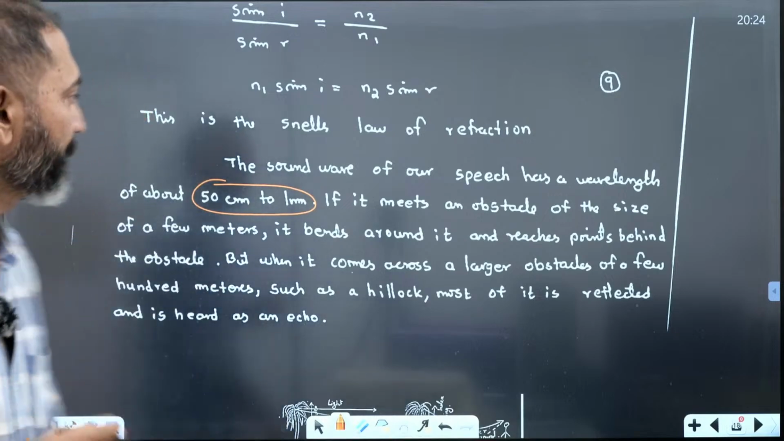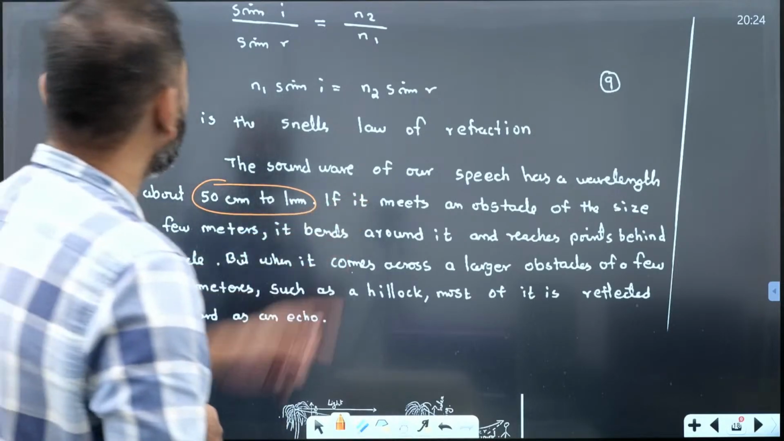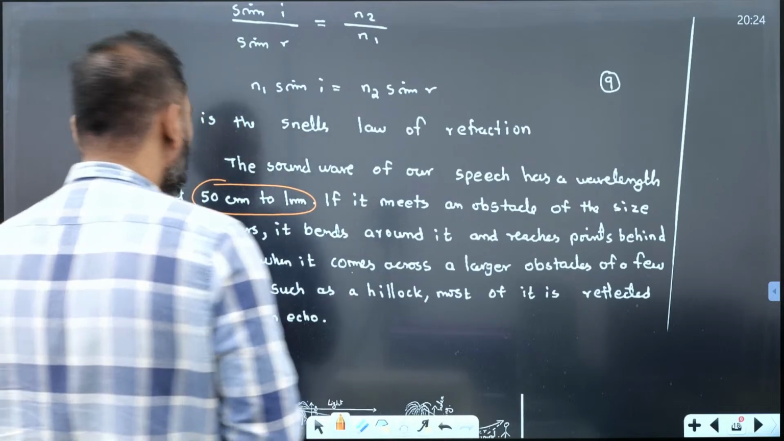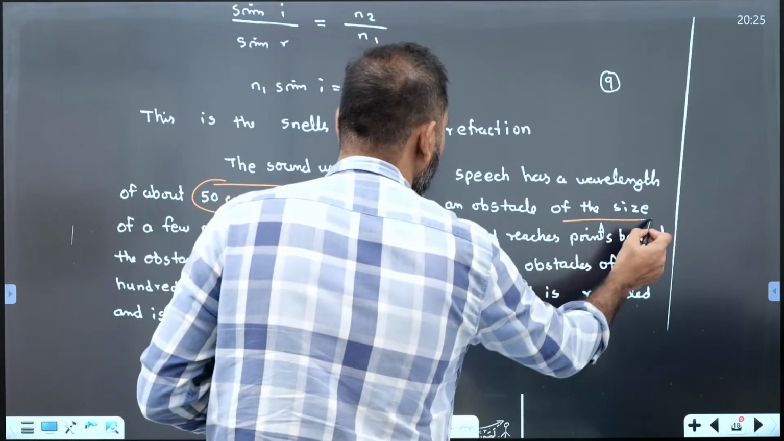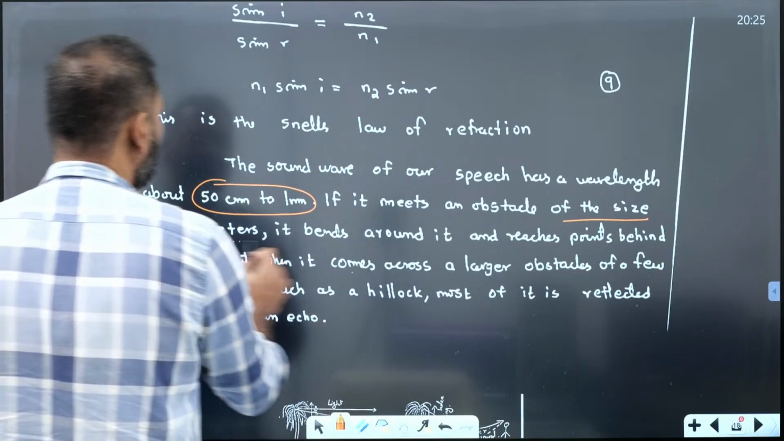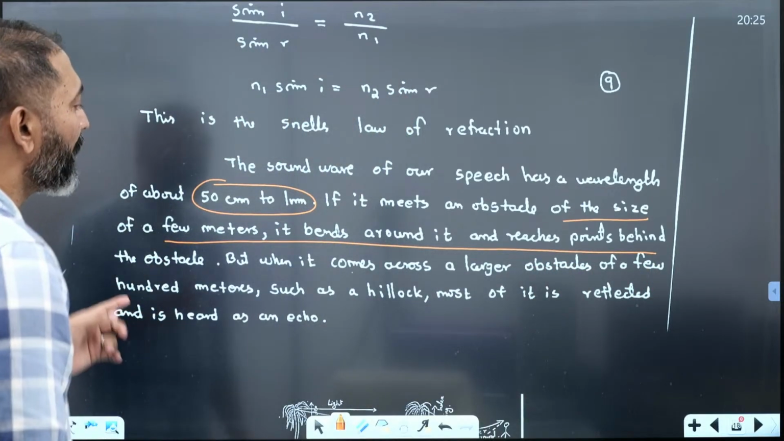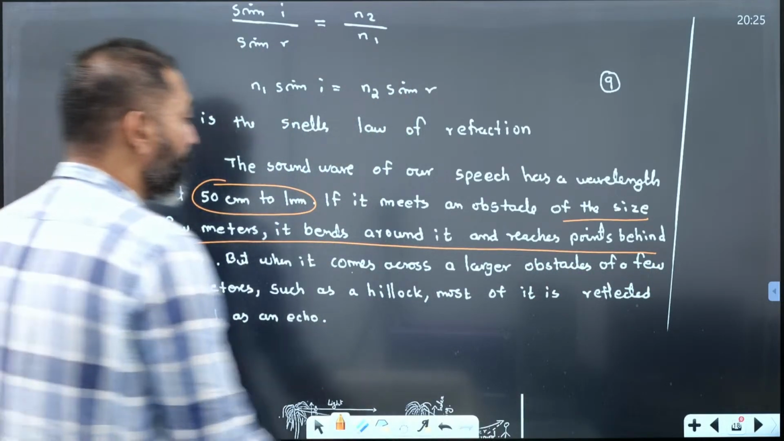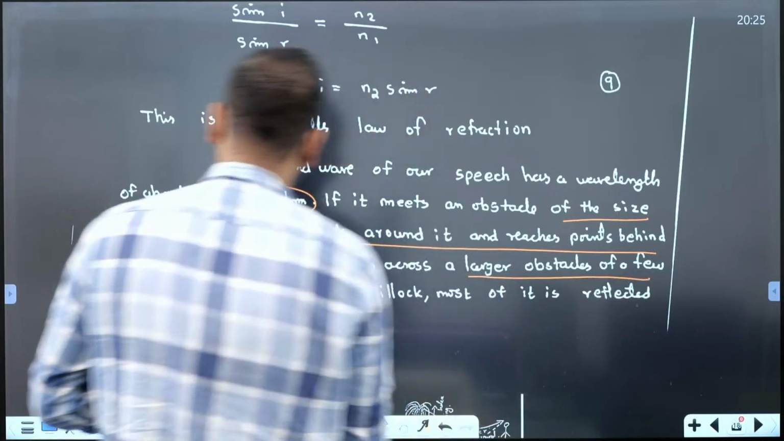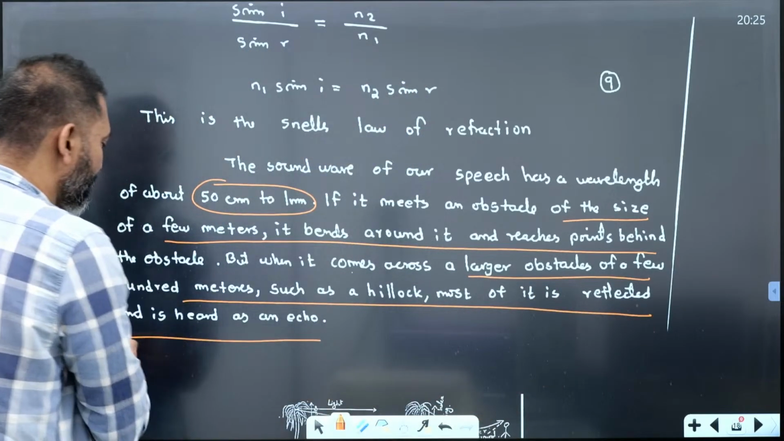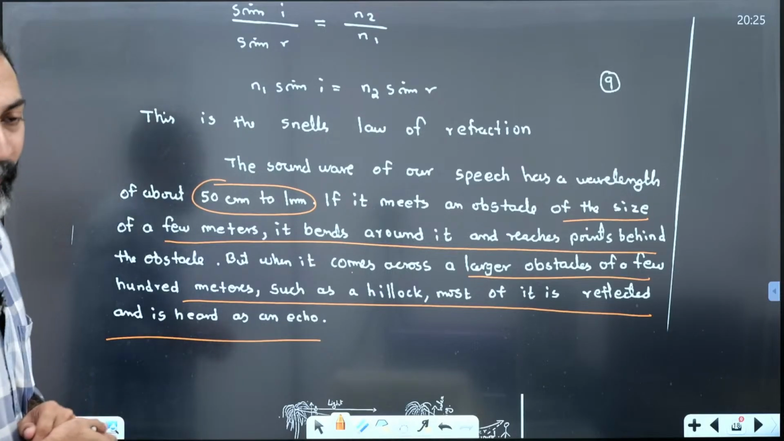The sound waves of speech have a wavelength of about 50 centimeter to 1 meter. If it meets an obstacle of this size, of a few meters, it bends around it and reaches the point behind the obstacle. But when it comes across larger obstacles of a few hundred meters, such as hillocks, most of it is reflected and is heard as an echo.